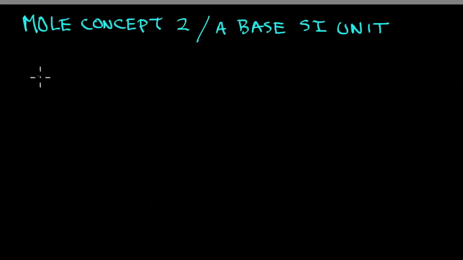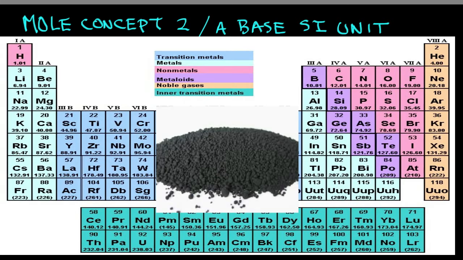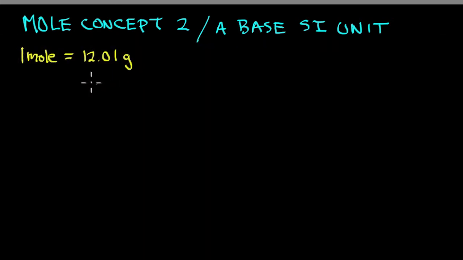Okay, find carbon on the periodic chart. It's atomic number 6. What's the atomic mass? Okay, so we saw carbon, atomic number 6, a mole of carbon. A mole of carbon is 12.01 grams. It's grams per mole, you could write it as.